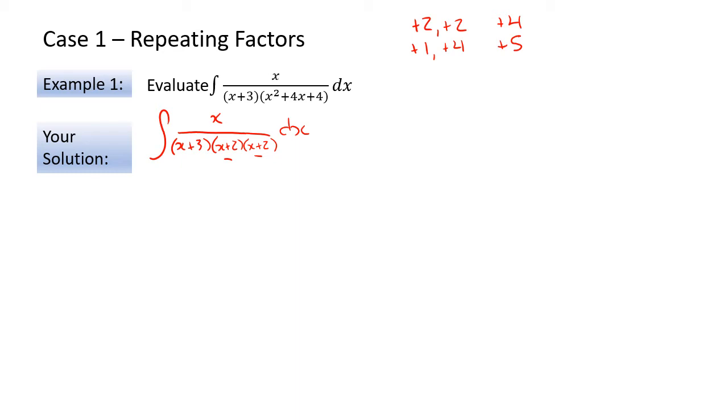So we have x divided by (x plus 3) times (x plus 2) and (x plus 2). And we write it as A divided by the first factor, x plus 3, plus B divided by the second factor, x plus 2. And remember, since it's repeating factors, our third factor is plus C divided by that repeating factor. So (x plus 2), but squared. All right, so again, that's the major difference when it's repeating factors.